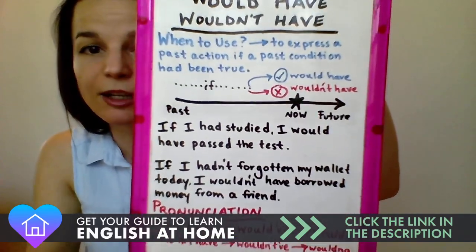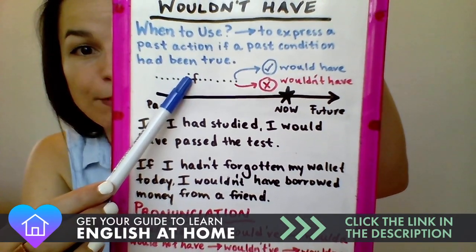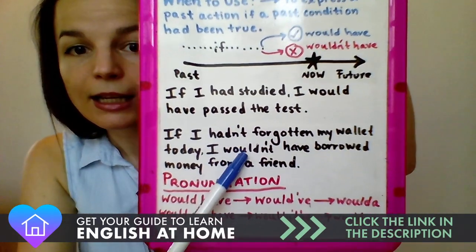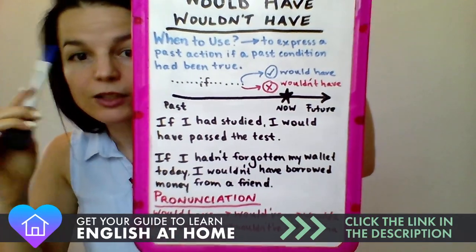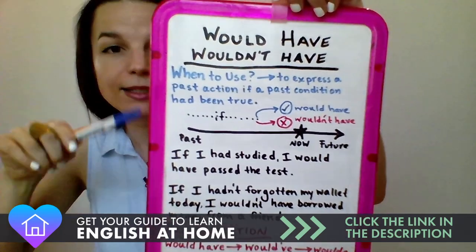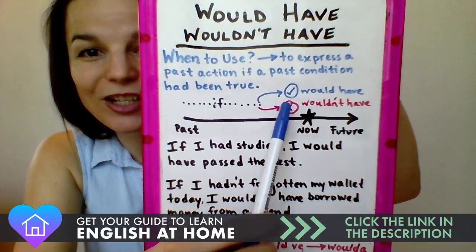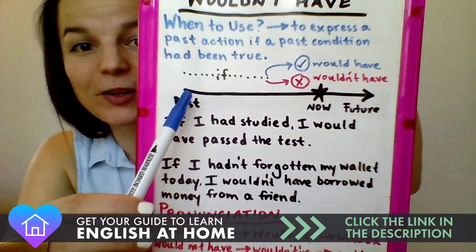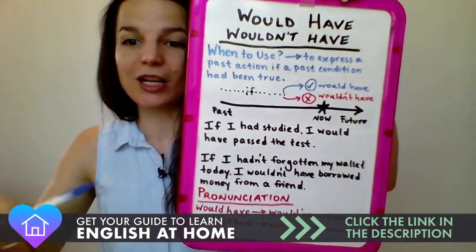So what does this mean here? Again, my if conditional starts this out. So if I hadn't forgotten my wallet, this means I did forget my wallet. That happened, that's true. I wouldn't have borrowed money from a friend. So that means I did borrow money from a friend. So again, we just want to express that if this past condition had been true, the later past condition would be different. If I had remembered my wallet, I would not have borrowed money, but I did borrow money.